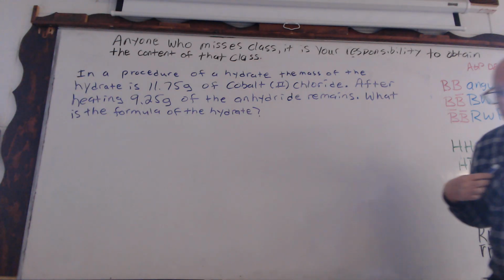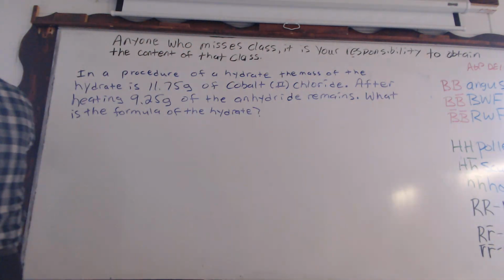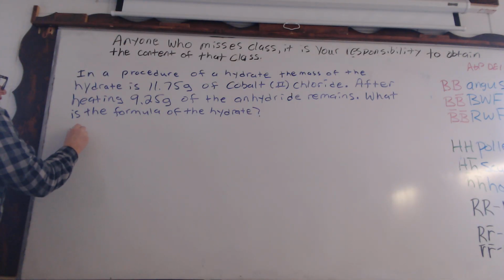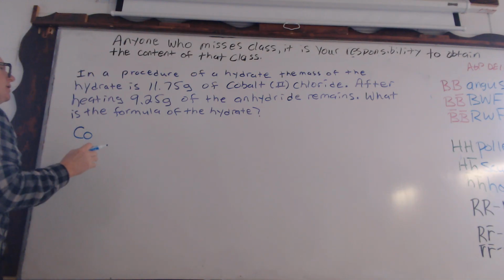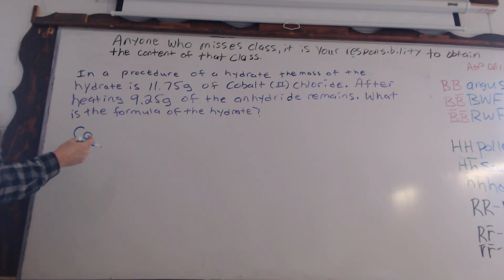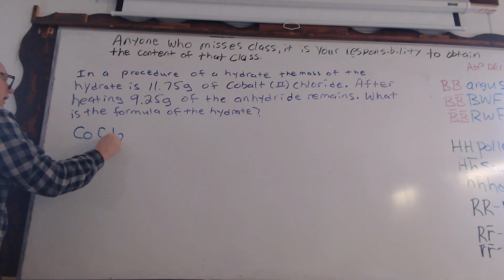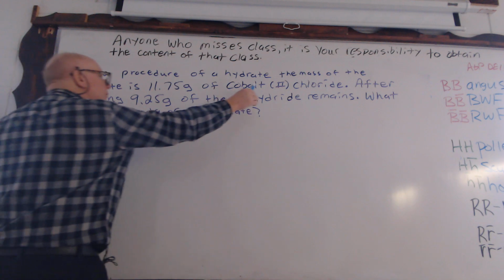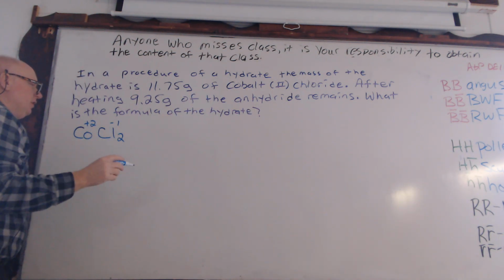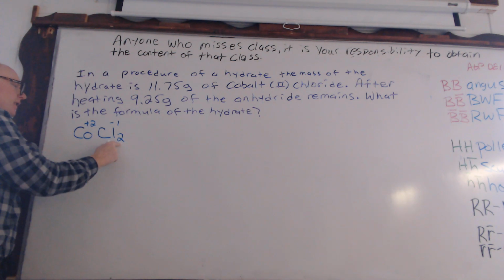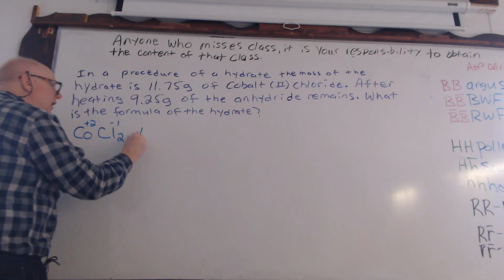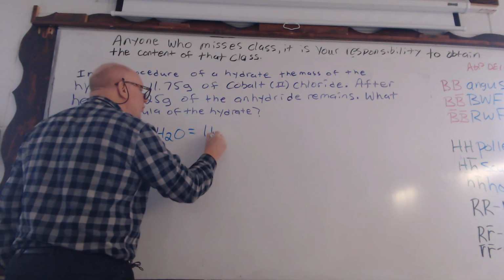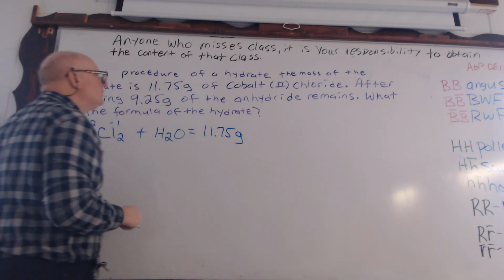Where do you think we would begin in this case? Because we've got the hydrate, which means we've got the cobalt chloride. So what's the formula for that to begin with? CoCl2, okay? Because this is -1, this is +2 because of this Roman numeral. The least common multiple is 2. That's why we end up with this. So our cobalt(II) chloride plus, we could say our water equals 11.75 grams of substance. Okay?